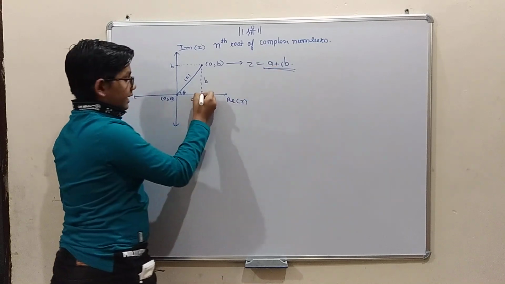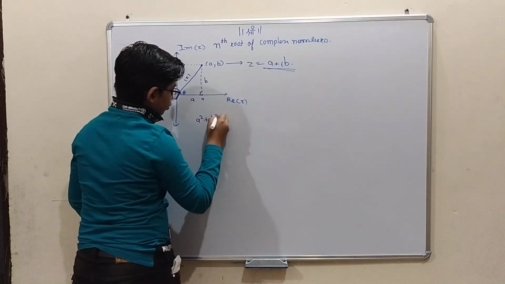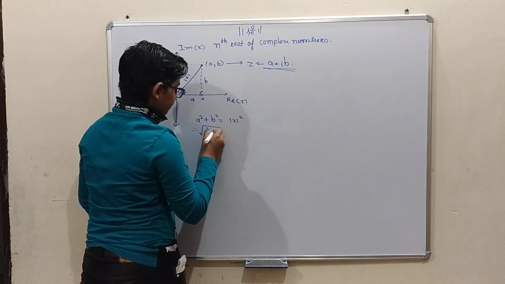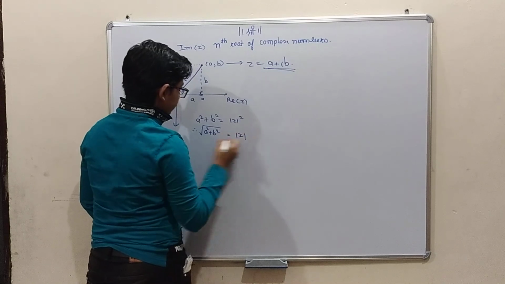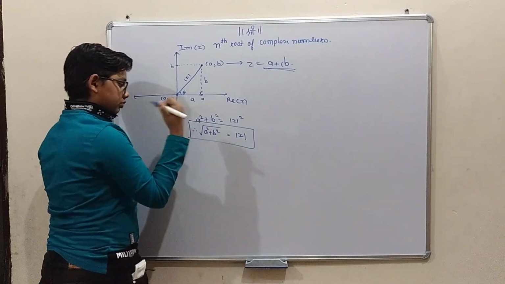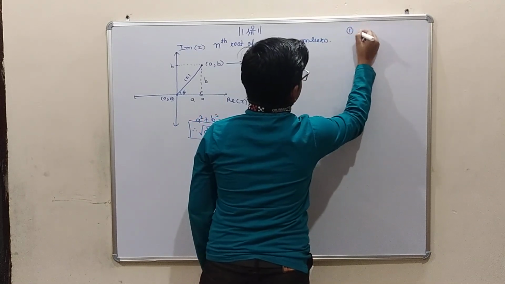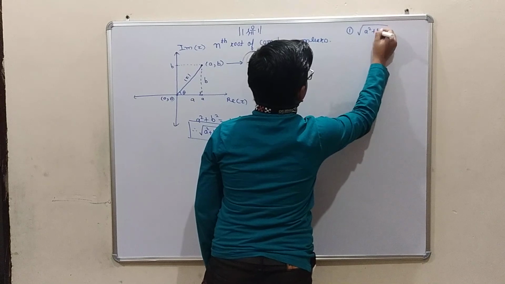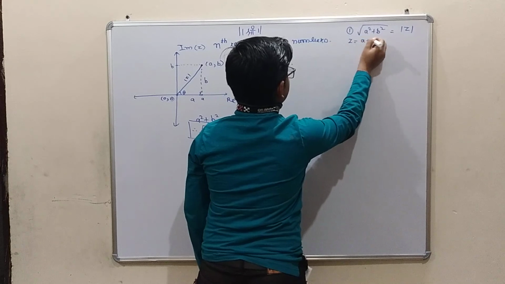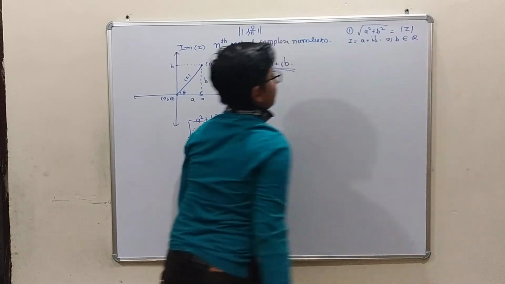Since a right angle triangle is formed, we can use the Pythagoras theorem to find mod of z. So we can say that a squared plus b squared is equal to mod z squared. So root of a squared plus b squared is equal to mod of z. This is the first formula that we have derived, that is root of a squared plus b squared is equal to mod of z, where z is equal to a plus ib, and a and b are real numbers.